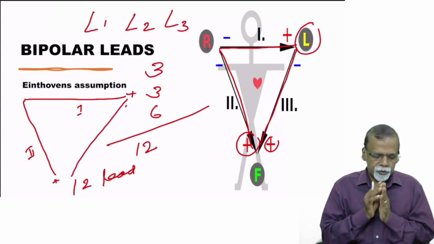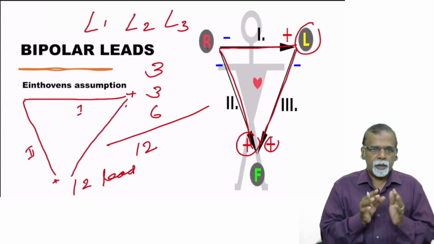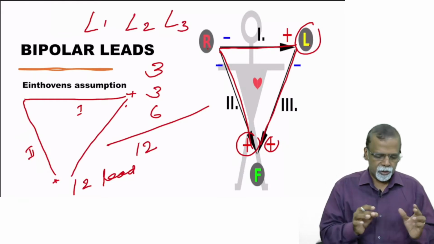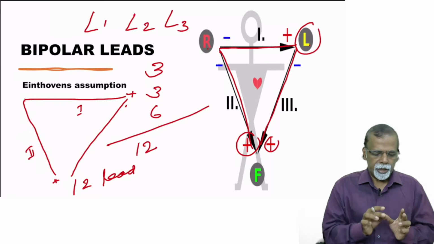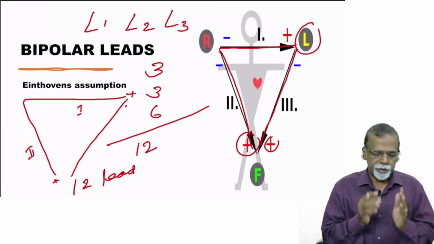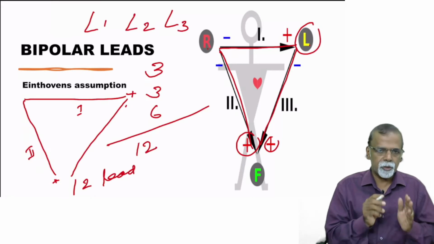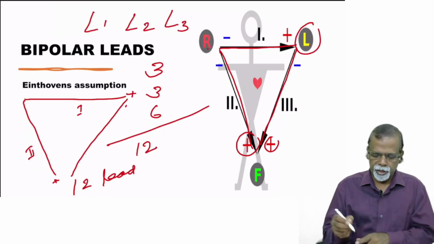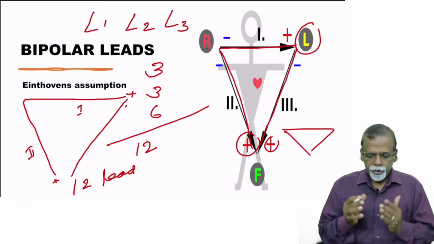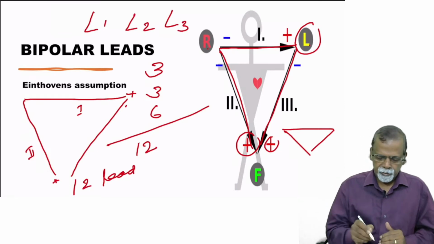And Einthoven assumed that the two limbs and the pelvis constitute an equilateral triangle, and this triangle is later named Einthoven's triangle. So you should be able to draw this Einthoven's triangle. That is, this is lead 1, this is lead 2, and this is lead 3. If you want, you can rearrange this like this.